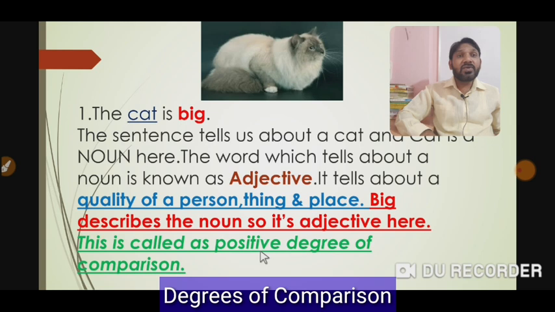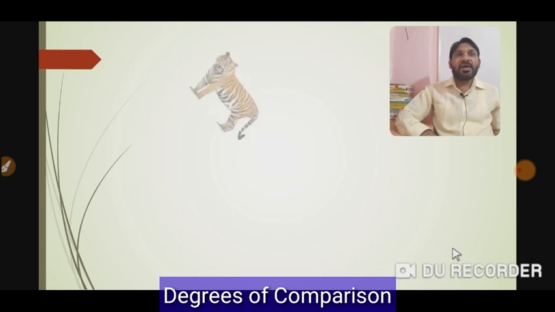This is called the adjective. Which adjective? Positive degree of comparison. So here big is used as an adjective and it is called a form of adjective of comparison. Understood? Now the next example we will learn here.